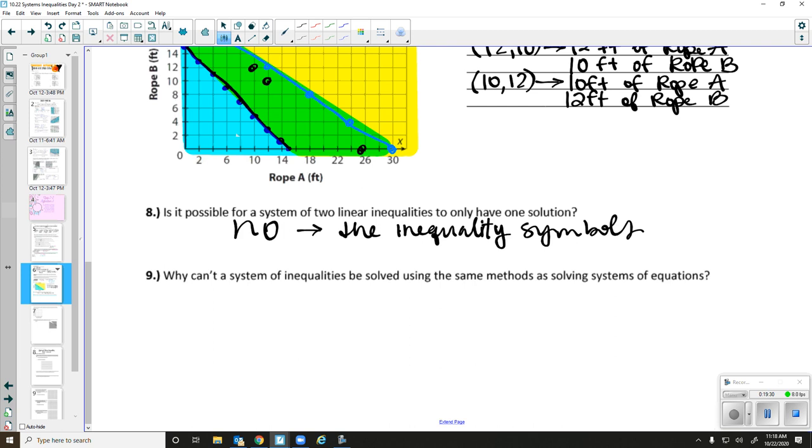And then we're gonna skip the last problem because we haven't solved all of our systems of equations yet. We've done inequalities, just not equations, so I'm gonna skip that last part.